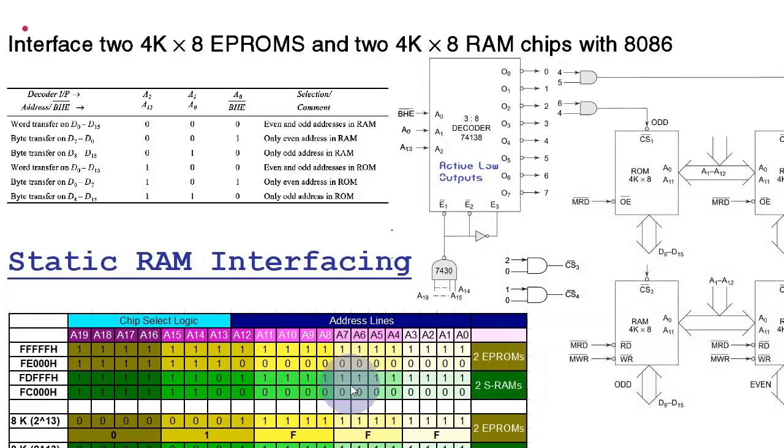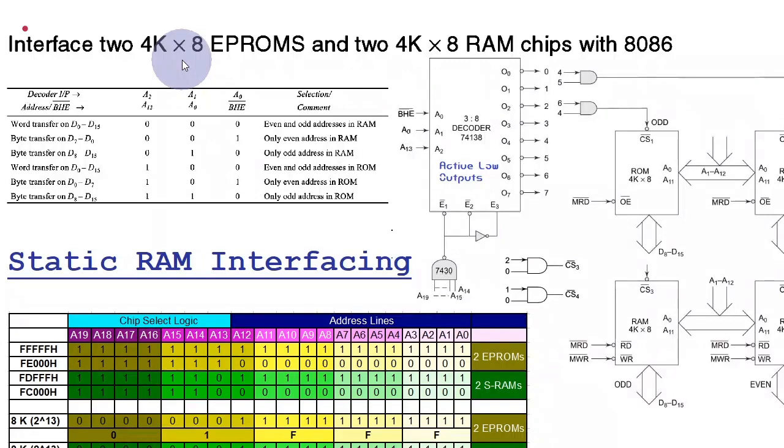Now the next thing: we have purchased the memory chips and identified the address locations where they are to be connected. That is okay, but will you be directly connecting your address lines to the memory chips? The obvious answer is no, because the microprocessor has address lines from A0 to A19, and one memory chip has a size of 4K cross 8. So how many address lines will be there per memory chip?